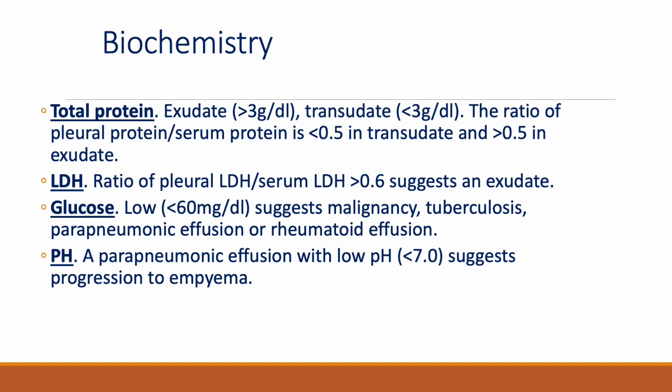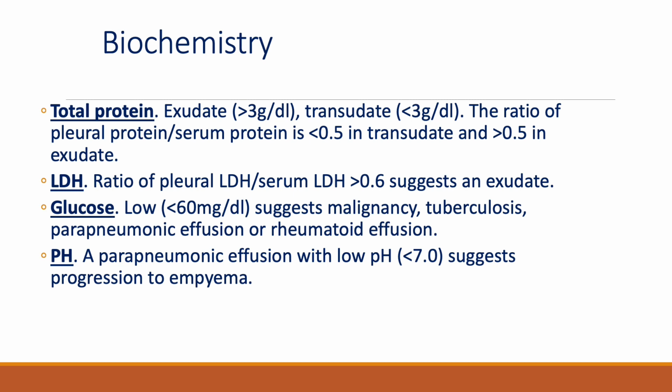The biochemical assessment has criteria which will help to differentiate between transudate and exudate. So what we usually assess in the pleural fluid is total protein, LDH, glucose, and pH, as well as amylase, triglycerides, and other factors which could be related to autoimmune disorders.